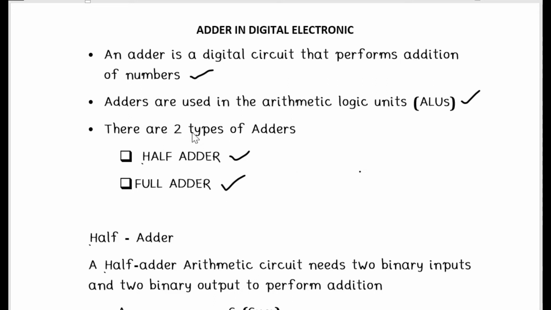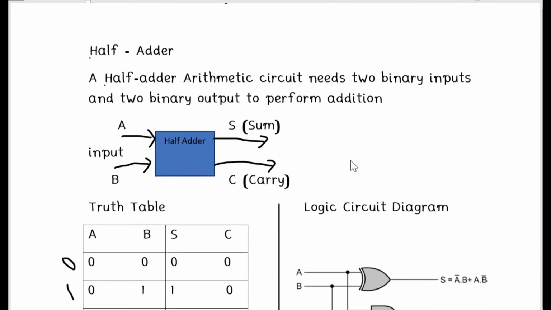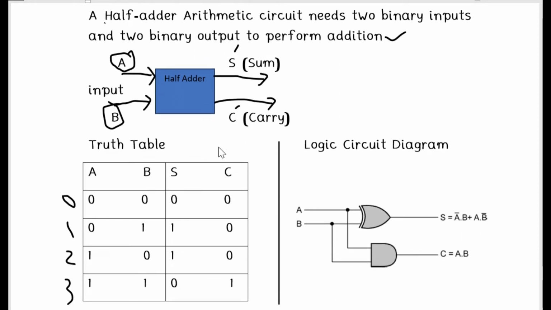तो अगर हम adder के types की बात करते हैं, right now we are studying half adder and full adder. So let's move further with half adder. And half adder is an arithmetic circuit which needs two binary inputs and two binary outputs to perform addition. तो in simple language, अगर मैं half adder की बात करता हूँ तो उसके अंदर दो binary inputs होंगे, जैसे यहाँ पे आप देख सकते हो A और B, और उसके अंदर दो outputs होंगे S which is sum and C which is carry. So let's talk about the truth table of this.